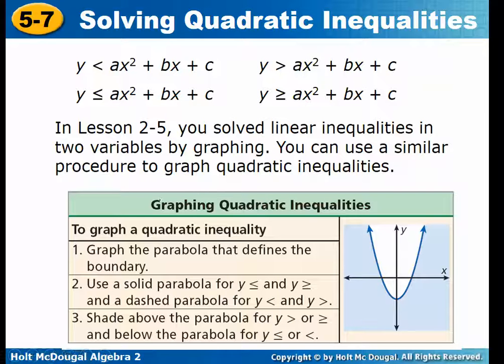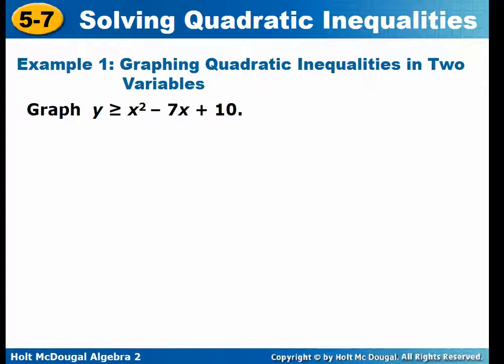Here are our steps. First, we're going to go ahead and graph the parabola that defines the boundary. We'll use a solid line for our parabola if it's less than or equal or greater than or equal, and we'll dash that line if it's less than or greater than. We'll shade above for greater than or equal. We'll shade below for less than or equal or less than. So very similar to linear. All right, let's look at an example.